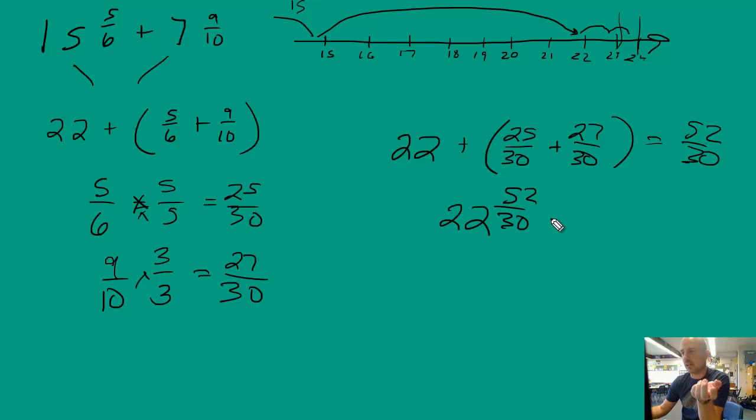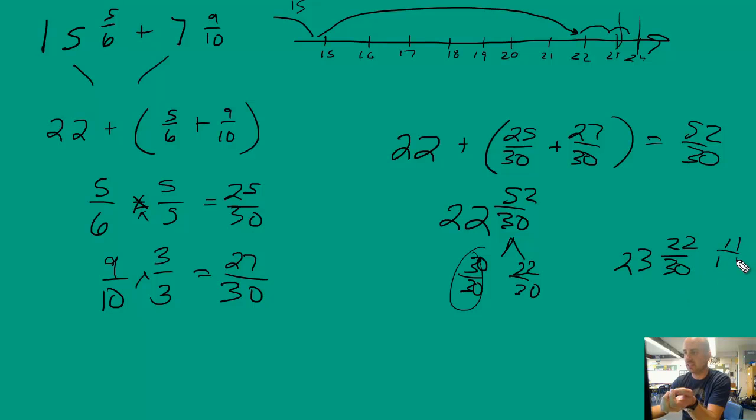52 30ths is an improper fraction, right? So we have to break that down. 30 30ths is going to be our whole, and then we're left with 22 30ths. So I can take my 22, add it to my 30 30ths over here. I'm going to get 23 and 22 30ths. I know both of those are even numbers, so I can cut them in half. So 22 30ths, I can turn that into 11 15ths, and my total sum in the end of this whole thing is going to be 23 and 11 15ths.